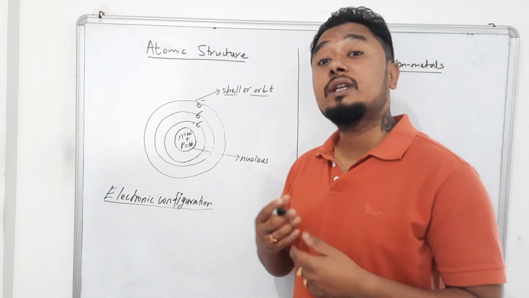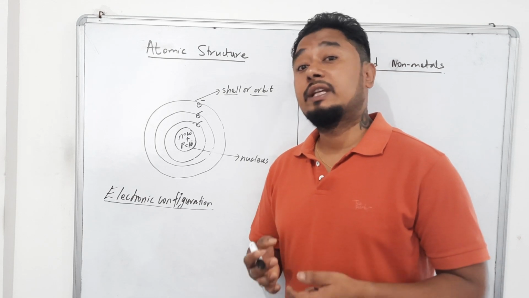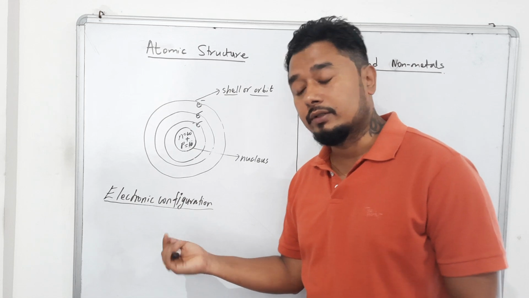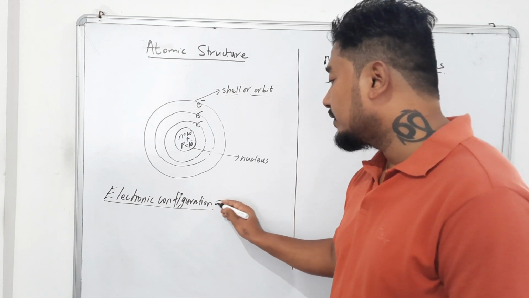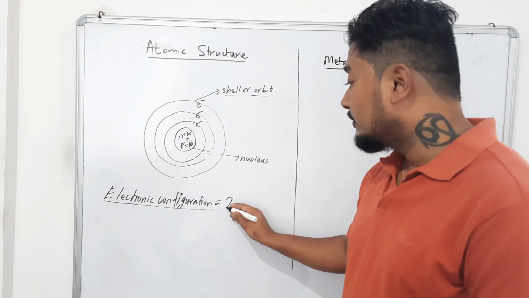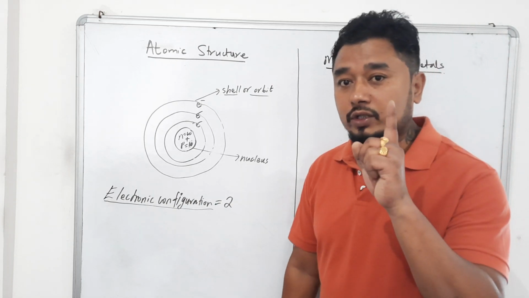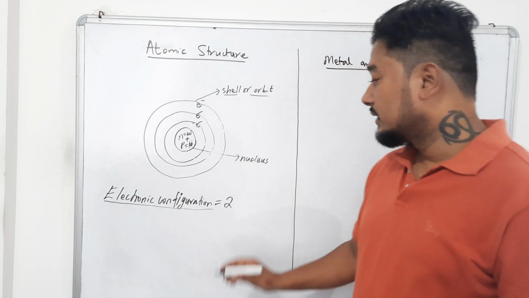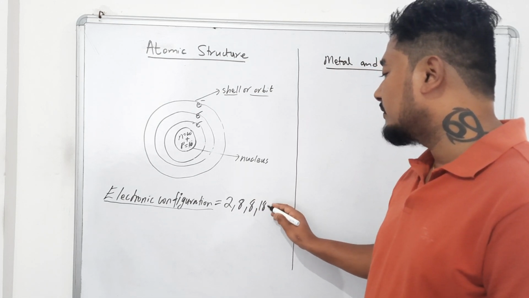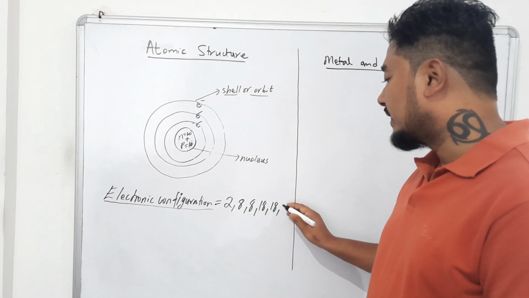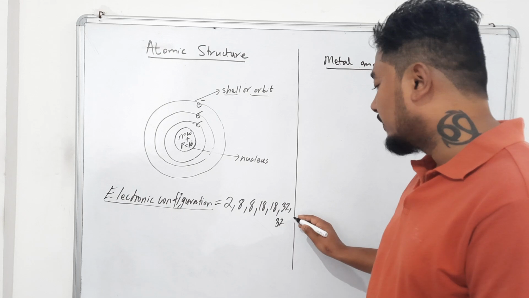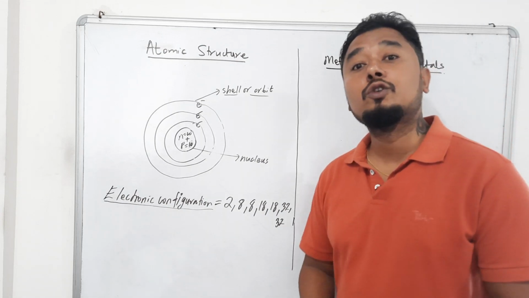When you distribute the electrons in the shells, that is called electronic distribution, or electronic configuration. And the rule is like this. Do remember that in the first shell you can put only 2 electrons, not more than that, maximum 2. In the second shell we can put 8, in the third shell 8, in the fourth shell 18, in the fifth shell 18, in the sixth shell 32, and in the seventh shell also 32. So this is the rule to be remembered.